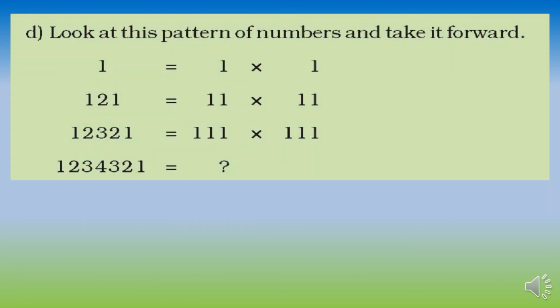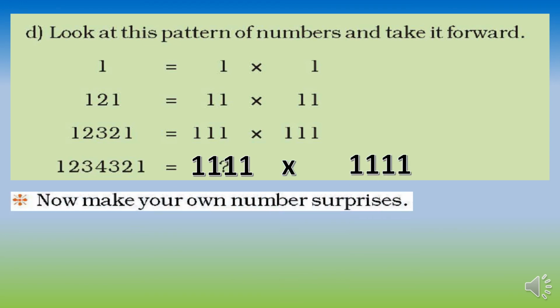Now look at this pattern of numbers and take it forward. 1 equals 1 into 1, 121 equals 11 into 11, 12321 equals 111 multiplied by 111, 1234321 equals, here we'll get 1111 multiplied by 1111. Now make your own number surprises.